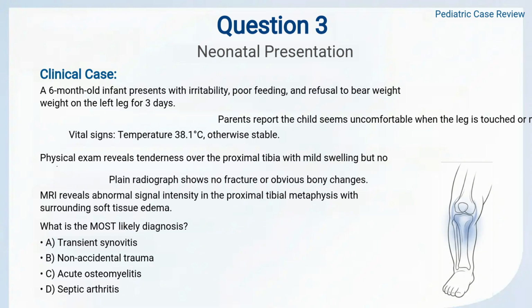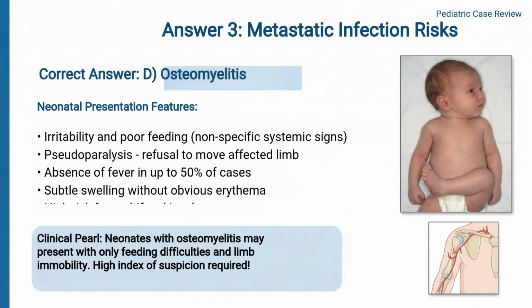What is the most likely diagnosis? Option A, transient synovitis. Option B, non-accidental trauma. Option C, acute osteomyelitis. Option D, septic arthritis. The correct answer is option C, acute osteomyelitis.